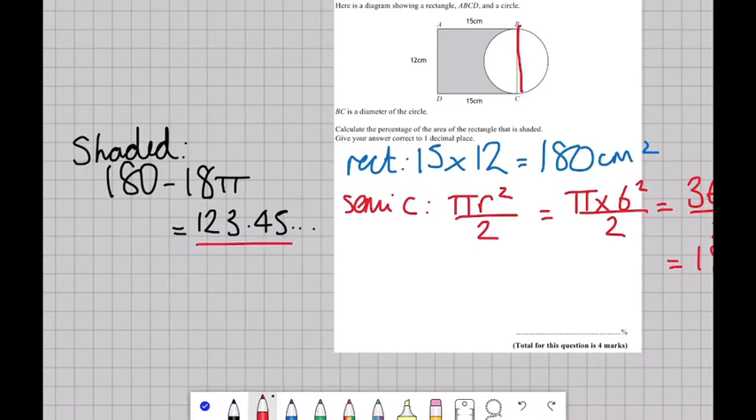So again, I want that as a percentage out of the total, so I want that out of 180. So I'm going to leave it on my calculator, divide by 180, and then times by 100, because I want it as a percentage. And that gets me 68.58, which to 1 decimal place is 68.6%.